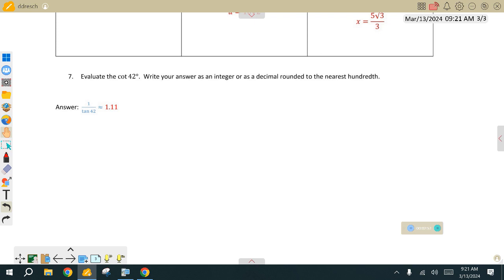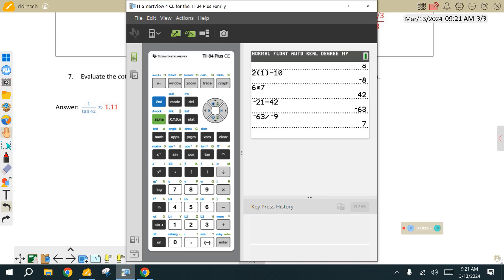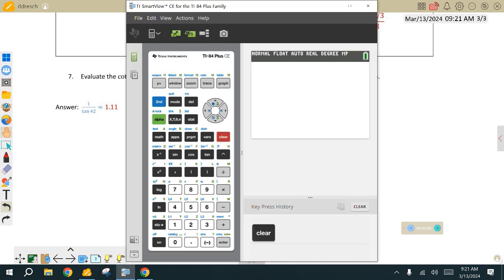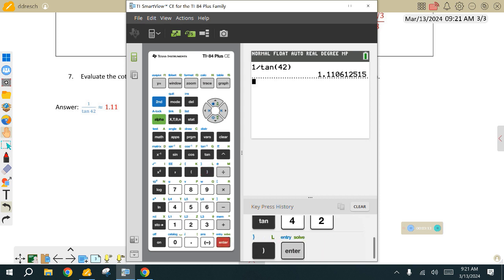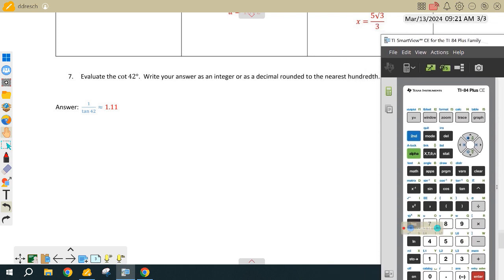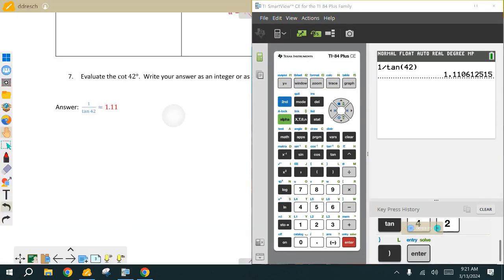So in this instance, because our calculator can't do the cotangent ratio, it can do the what? Tangent ratio. You have to remember it's the reciprocal. So 1 over the tangent of 42, our calculator should be able to do. So that's what you've got to do: 1 divided by the tangent of 42. Let's check my answer key. And the directions say round it to the nearest what? 100. And that's where I'm getting that 1.11 from.